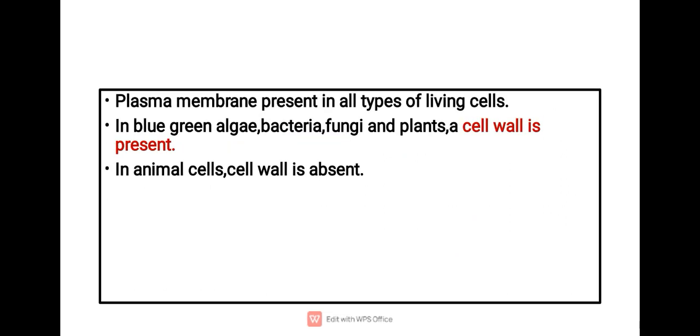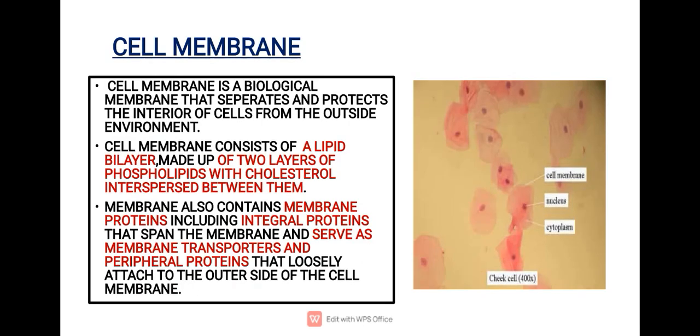In blue-green algae, bacteria, fungi, and plants, a cell wall is present. In animal cells, the cell wall is absent. So, the cell membrane is a biological membrane that separates and protects the interior of cells from the outside environment. The cell membrane consists of a lipid bilayer made up of two layers of phospholipids with cholesterol interspersed between them. The membrane also contains membrane proteins, including integral proteins that span the membrane and serve as membrane transporters, and peripheral proteins that loosely attach to the outer side of the cell membrane.